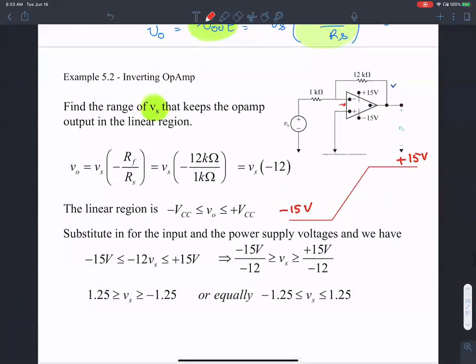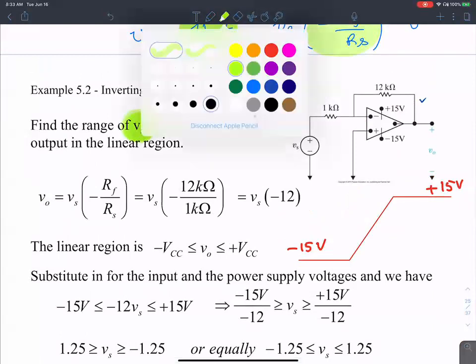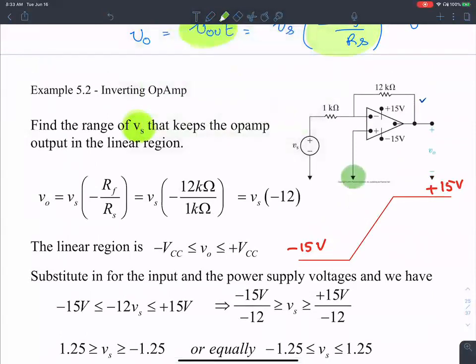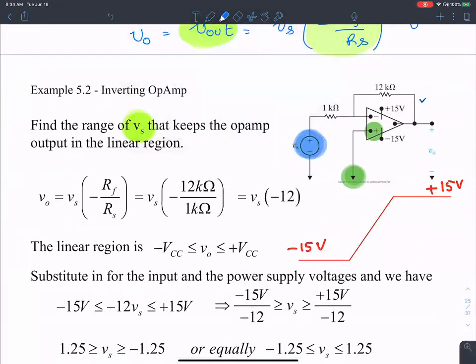Okay, given this configuration, if you see a configuration like this, and you're going to encounter this over and over again, the configuration is that the positive input terminal is tied to ground, and the input signal is applied to the negative side, and then the output is tied back into the negative side as well. So this is the basic configuration that we are looking for.